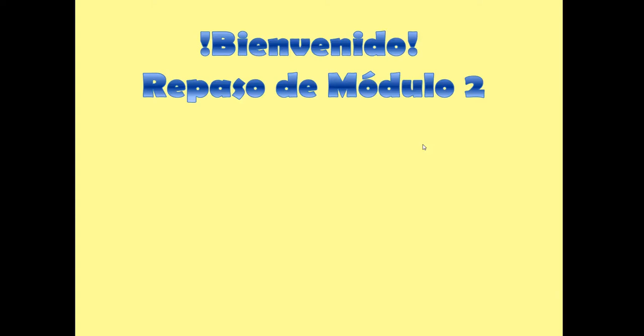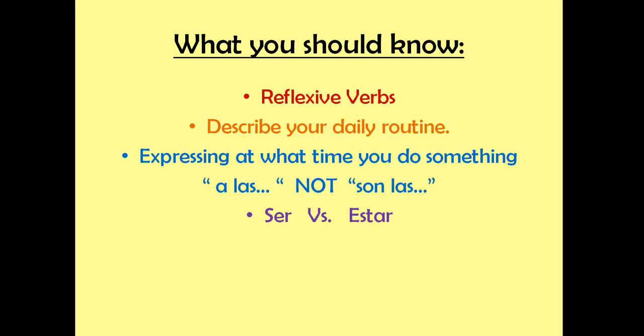Hello, today we're going to do a quick review of Module 2 for Spanish 2. In Module 2, these are the things that you really need to know. You need to know how to conjugate and how to use reflexive verbs. You need to be able to describe your daily routine. And again, these are most of the time using reflexive verbs for this module.